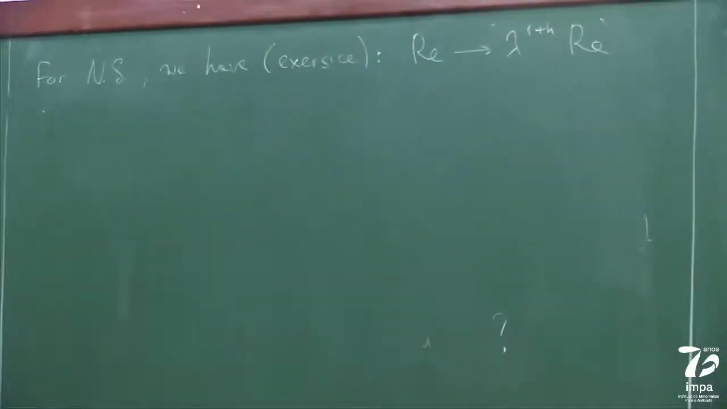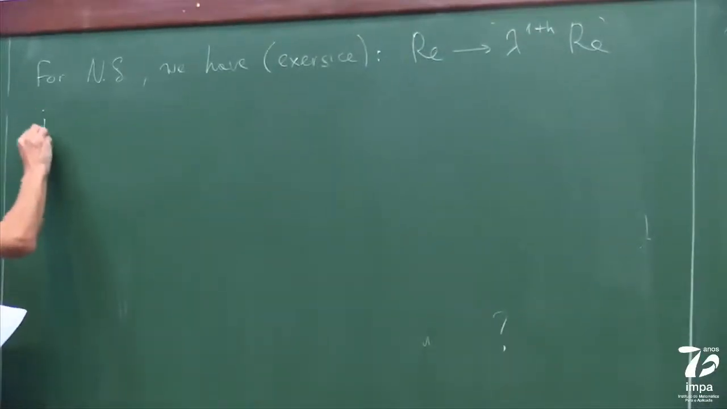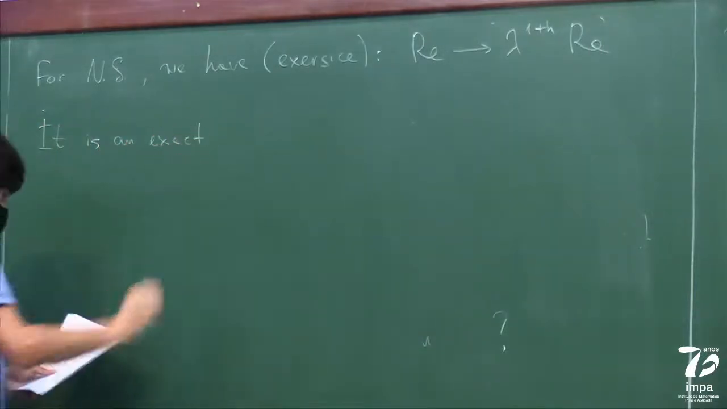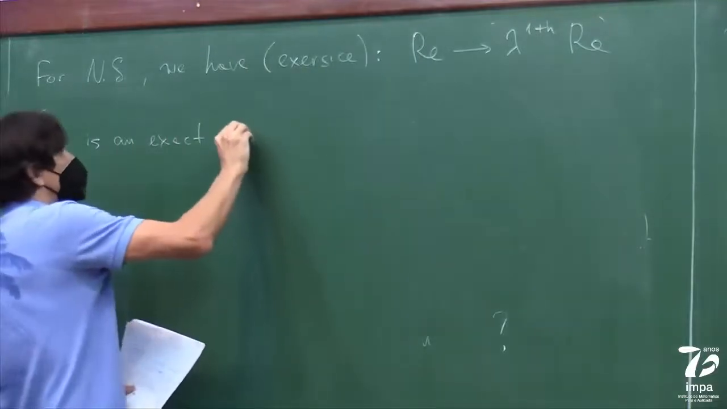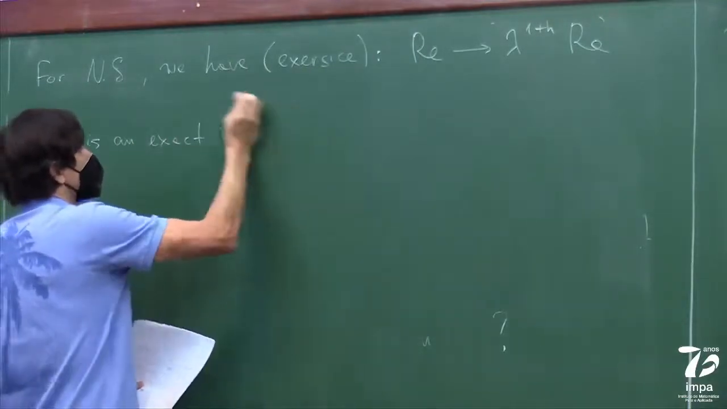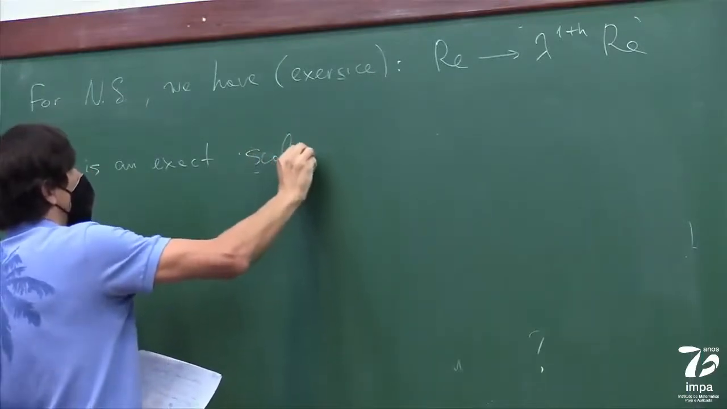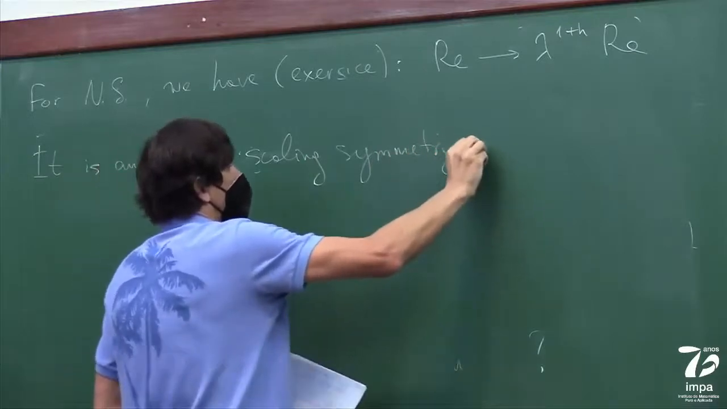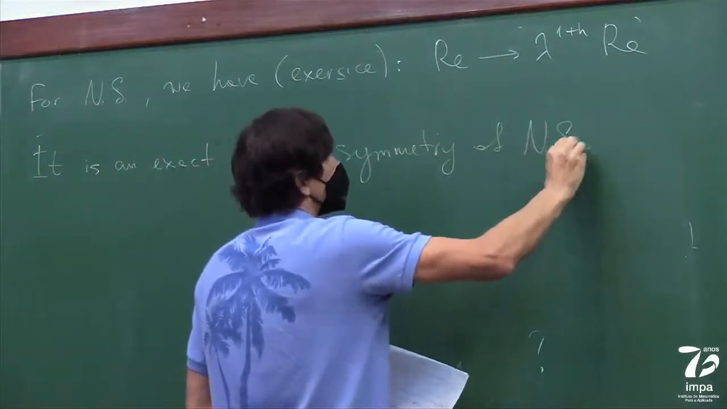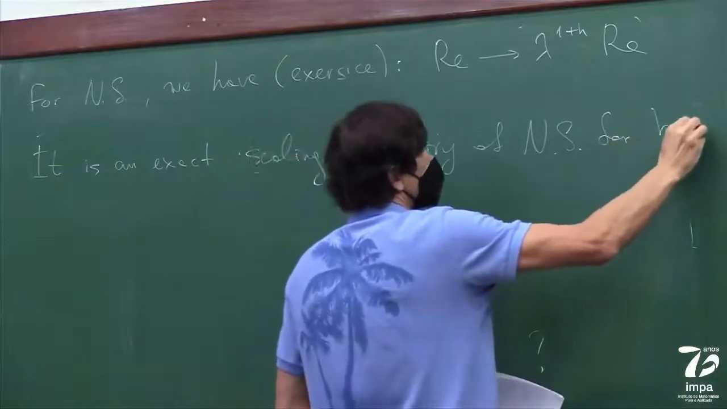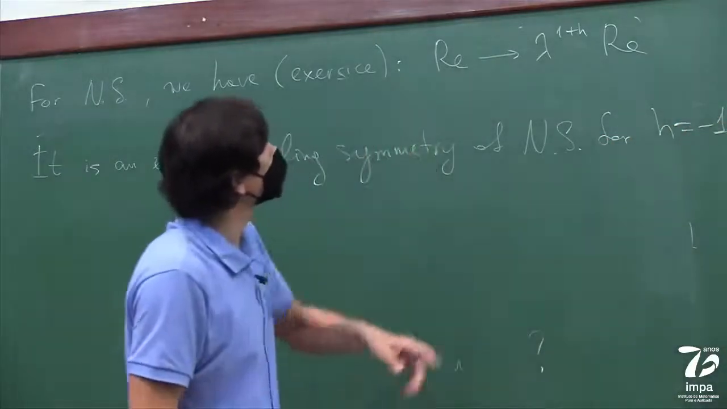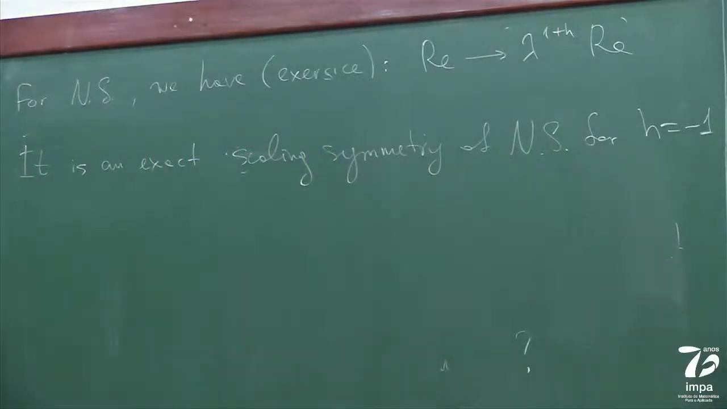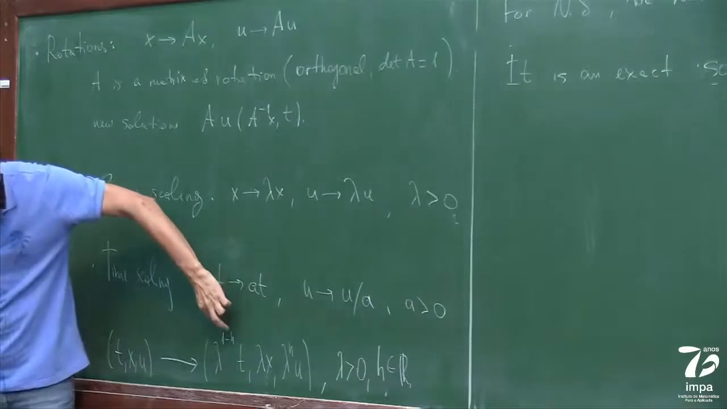So in particular, you will see that it is an exact scaling symmetry of Navier-Stokes for h equal minus 1. If h equals minus 1, the Reynolds number doesn't need to change. So h equal minus 1 gives you lambda squared.